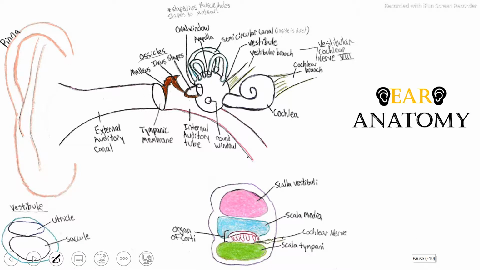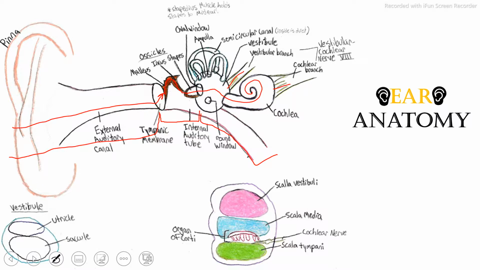Here's the external ear. It extends from here to the tympanic membrane. The middle ear spans where these ossicles are here, and then the internal ear is the rest of it. Sound travels through here and then turns into mechanical vibrations in these bones here, and then travels through the vestibule, through the cochlea, into the nerves.